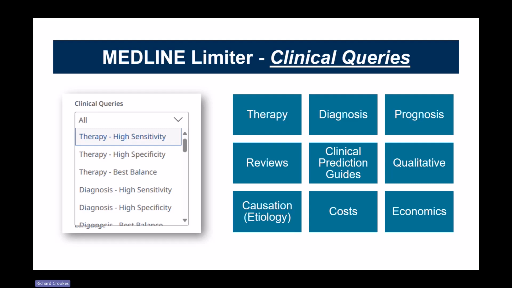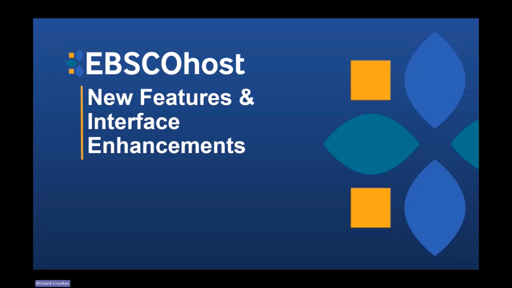And if you'd like to achieve the best balance between sensitivity and specificity, then obviously best balance is the one to go for. So you select from the drop down the appropriate strategy for each of the areas that you're going to filter by. There's also the equivalent of this in CINAHL, by the way. So this is not only available within MEDLINE, there is also an equivalent for CINAHL too. So that's just a brief introduction of a couple of features there, as well as the overview of MEDLINE.